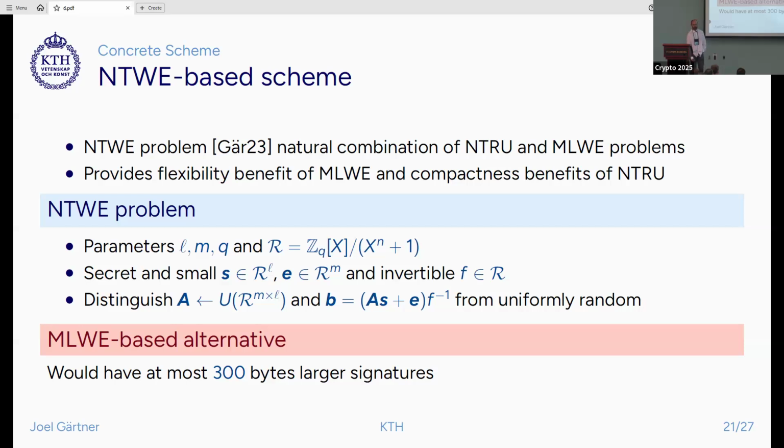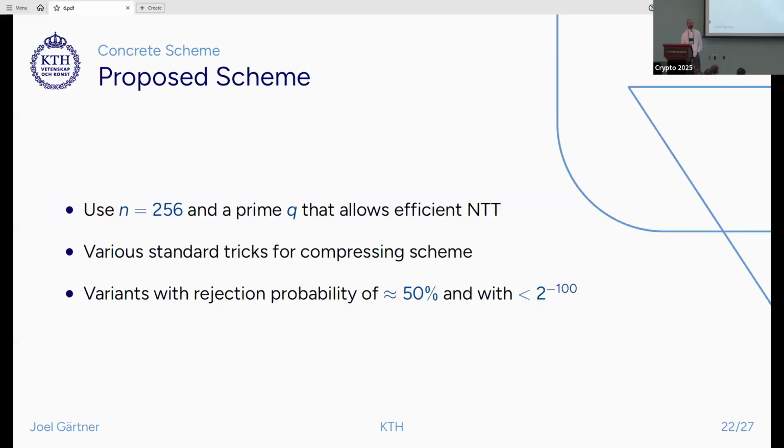And for illustrating the compactness of our scheme, first, for our concrete scheme, we use a dimension n equal to 256 for our ring, and a modulus q which allows for efficient operations to be performed using the number theoretic transform. We also use various standard tricks for compressing the scheme, such as replacing a large part of the signature with a hint vector and using efficient encoding methods for the signature.